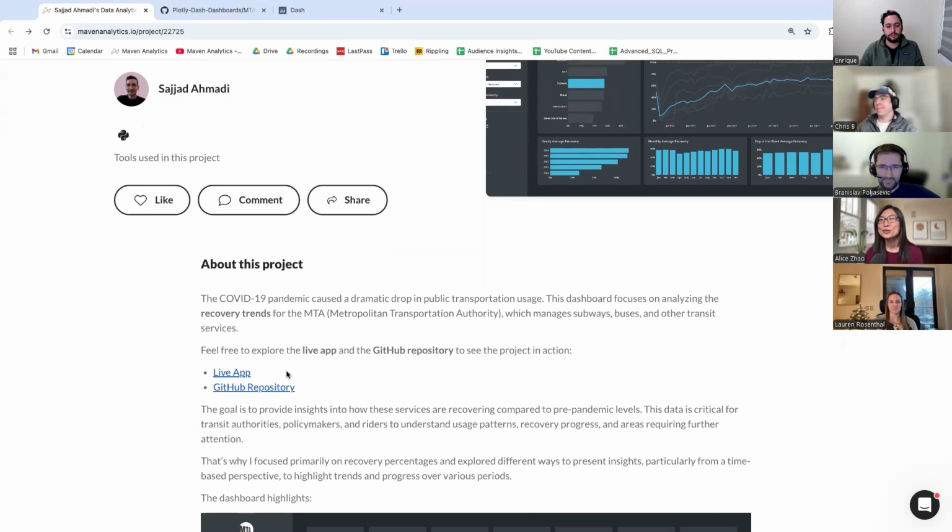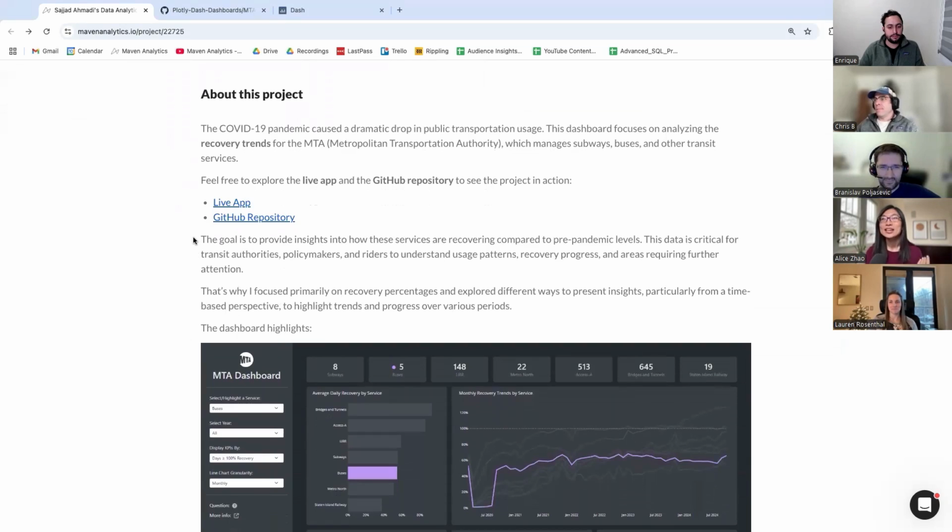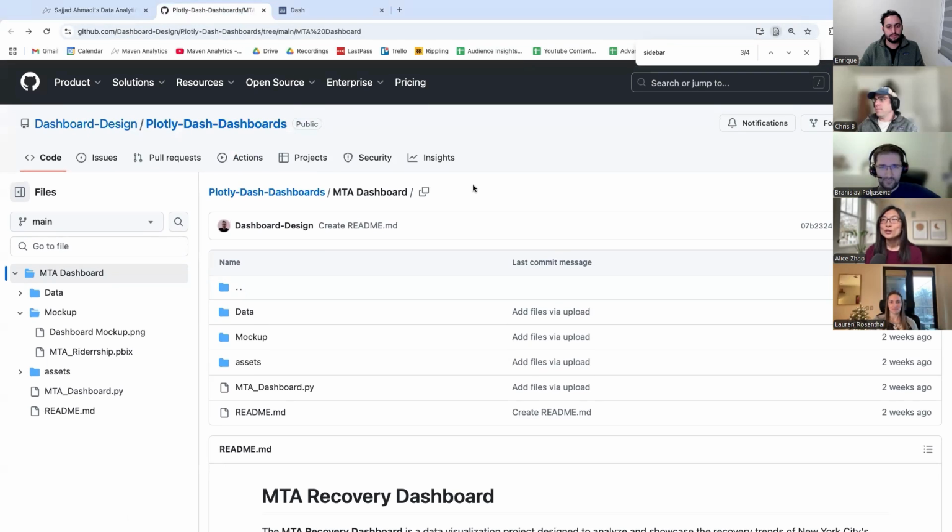And then if you go to the About This Project section, he includes 2 links, one to his GitHub repository and one to the actual app that he created. So I'm going to start with the GitHub repository. For those of you not familiar with GitHub, it's a place where people upload their code to share with everyone else. And it's really common for Python code. And this is a really well organized GitHub repo.